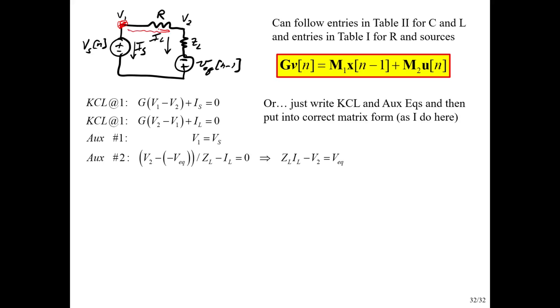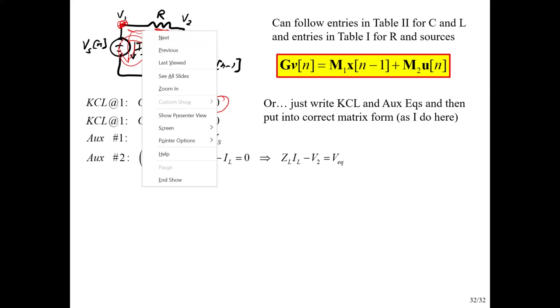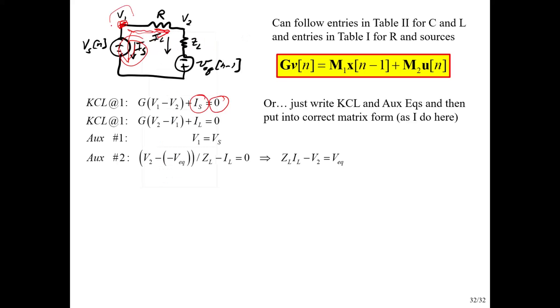I need the current going out plus the current going out is equal to 0. So there's the IS, one current that's going out. The current going out of that node is going to be V1 minus V2, right? Positive on the tail, negative on the tip to give me the right direction. And so there that is, there's that KCL at 1. Oops, there's a typo. That should be KCL at 2.